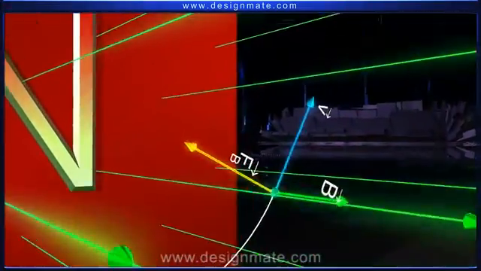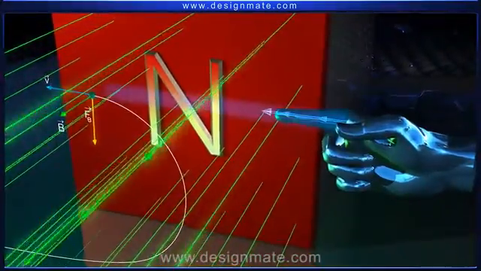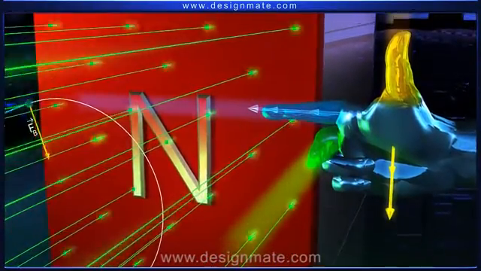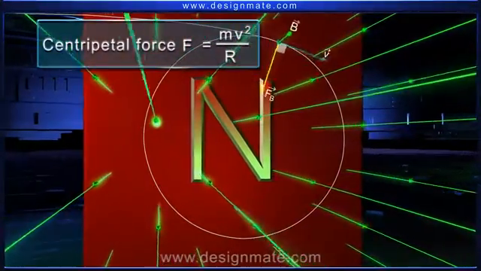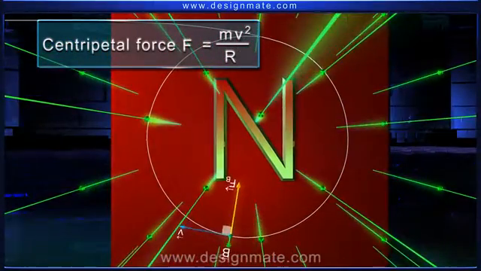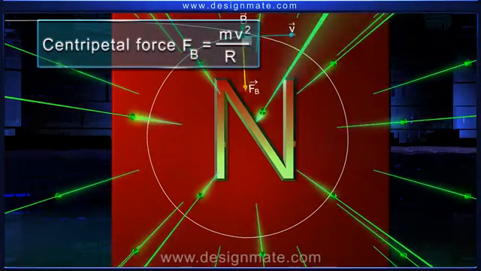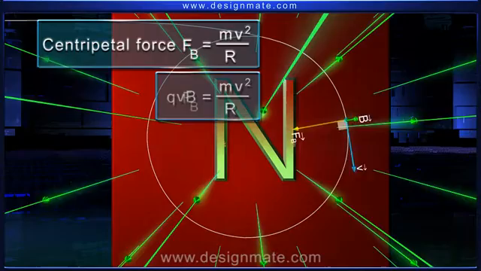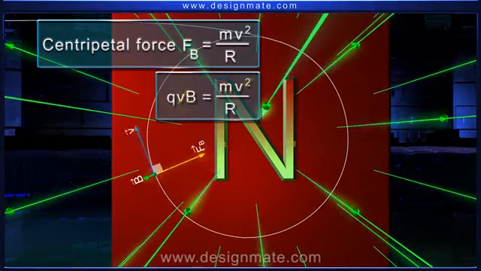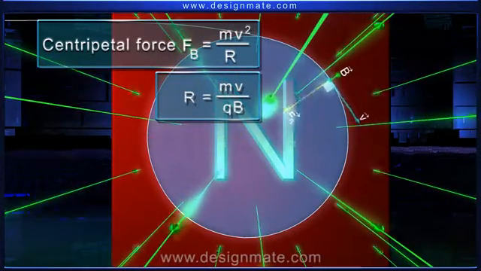The above fact is true for the negative charge also, but the direction of the magnetic force acting on it is opposite to that given by the thumb in the right-hand rule. For circular motion, the centripetal force F equals mv squared over r. Here, the centripetal force is provided by the magnetic force Fb. Hence, qvB equals mv squared over r. Therefore, the radius r of its circular orbit is r equals mv over qB.